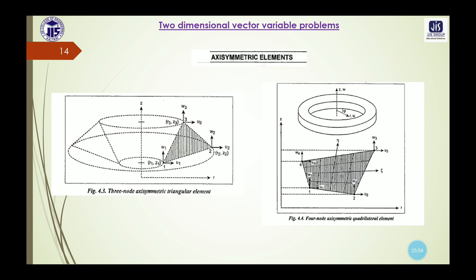So what happens in the case of an axisymmetric element? An axisymmetric solid is generated by revolving a plane figure about an axis in the plane, which you can see in figure 4.3, where a three-noded axisymmetric triangular element is revolved and generates an axisymmetric solid. The finite elements for an axisymmetric solid are represented as triangular or quadrilateral elements, which you can see in figure 4.3 and figure 4.4. But these shapes are actually cross sections of ring elements.